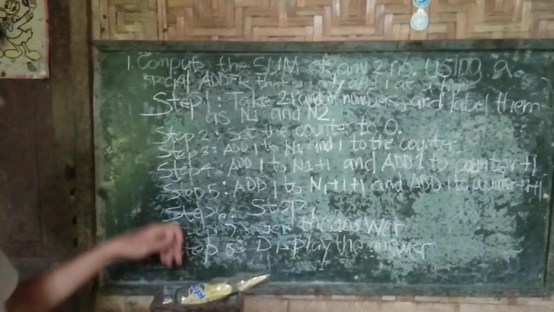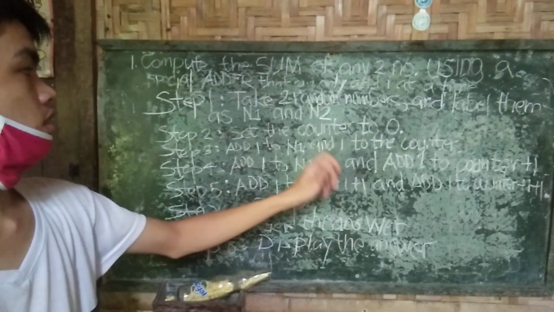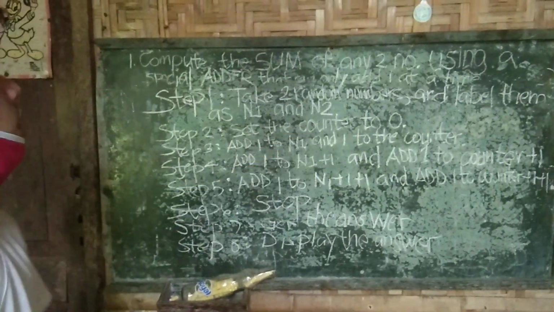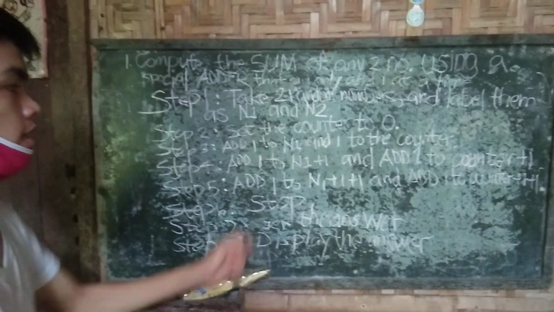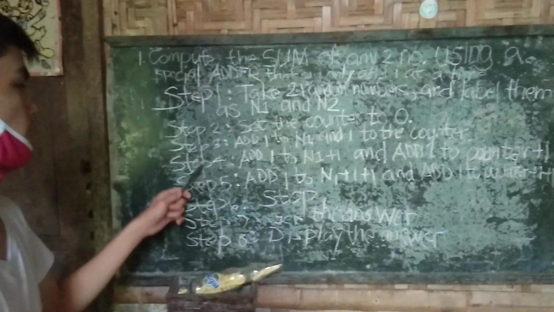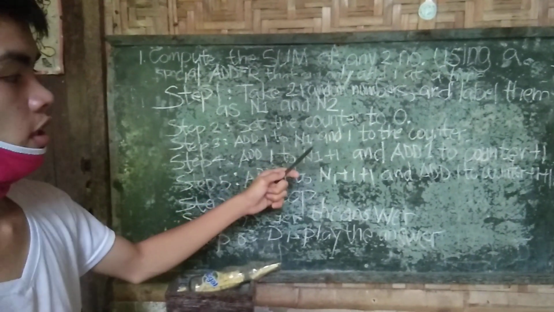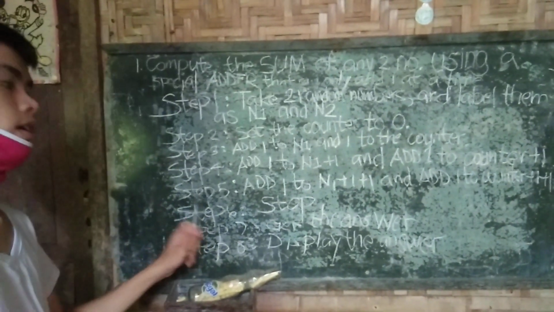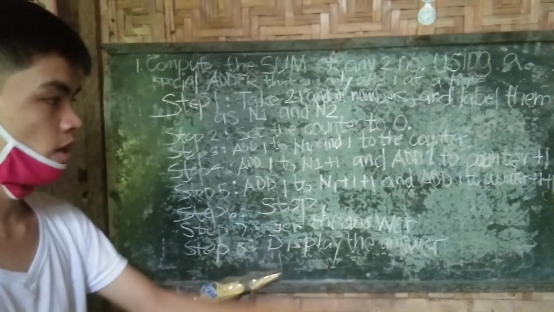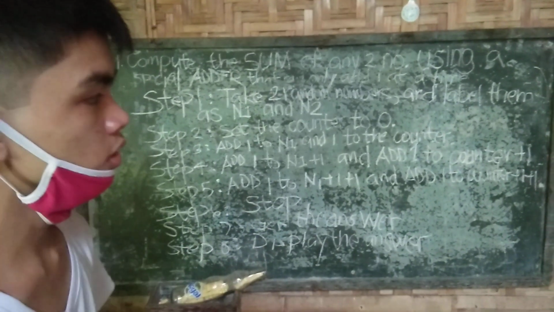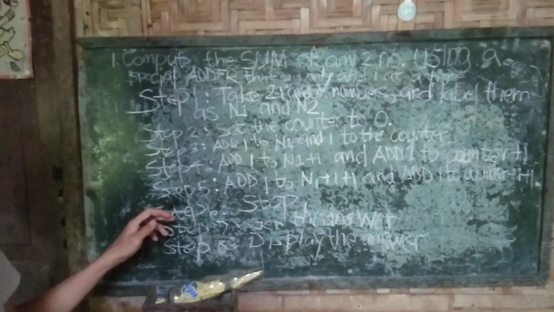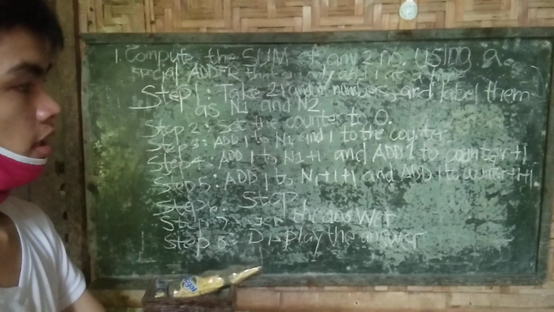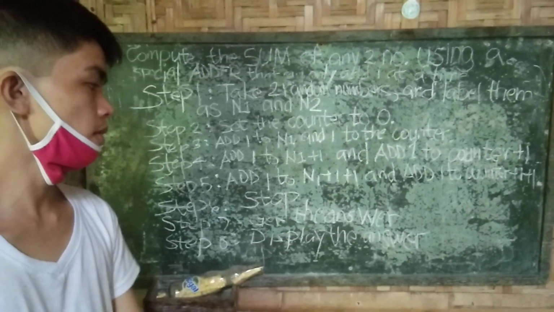As you can see here, I have step 1. Take two random numbers and label them as n1 and n2. Step 2. Set the counter to 0. Step 3. Add 1 to n1 and add 1 to the counter. Step 4. Add 1 to n1 plus 1 and add 1 to counter plus 1. Step 5. Add 1 to n1 plus 1 plus 1 and add 1 to counter plus 1 plus 1.